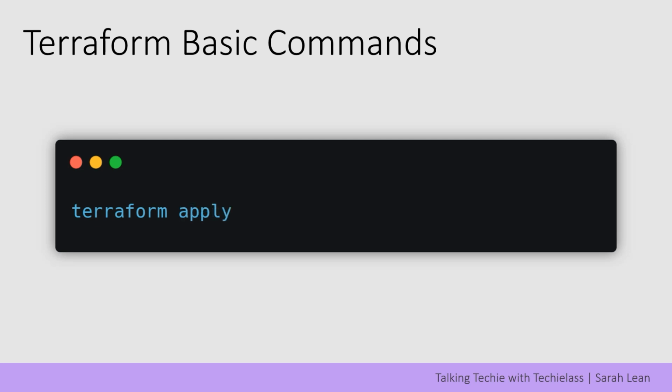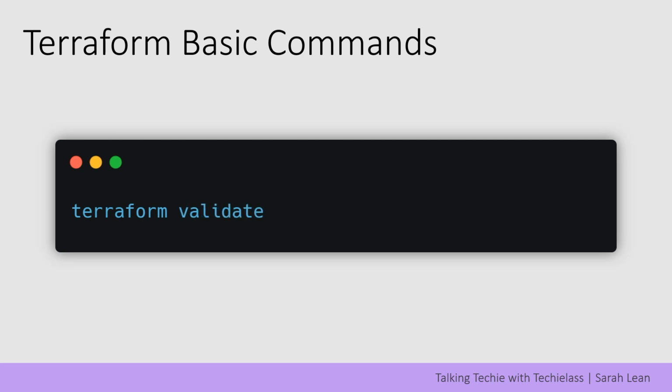We then have Terraform apply. This applies the changes to your infrastructure as defined in your Terraform configuration file, creating, modifying or deleting resources as necessary. Now this is a handy command, Terraform destroy. It destroys all the resources that were created by Terraform, allowing you to tear down your infrastructure.